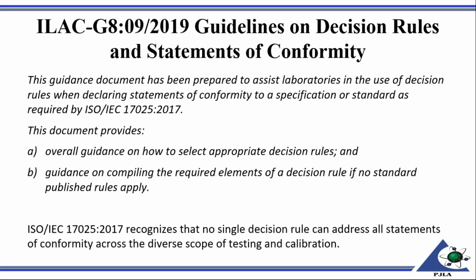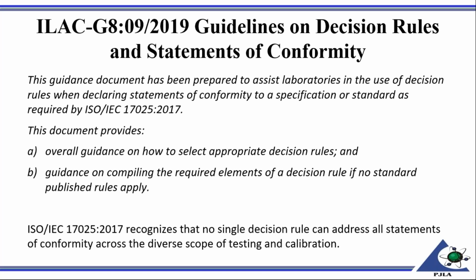ISO/IEC 17025:2017 recognizes that no single decision rule can address all statements of conformity across the diverse scope of testing or calibrations. So 17025 accepts that there's no perfect decision rule that can address everything. There's just too many types of calibrations, too many types of tests, and everything's going to be a little different. So keep that in mind. There is no ideal one that we're using. We accept that. 17025 accepts that.